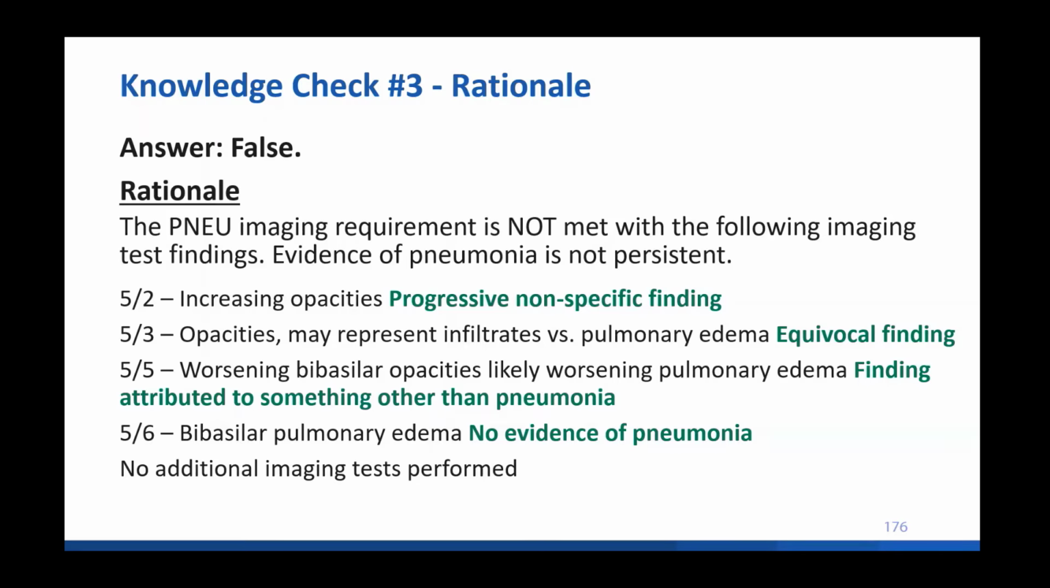The opacities are now documented that they may be due to infection or they may be due to a non-infectious process. As per footnote number 13, when imaging findings are equivocal, you must first look to subsequent imaging tests for clarification as to whether the equivocal findings represent pneumonia or non-infectious process. The next imaging test on 5-5 now attributes the findings to a non-infectious process, and the 5-6 imaging test also demonstrates a non-infectious process. Therefore, the imaging requirement for persistence of definitive evidence of pneumonia is not met.